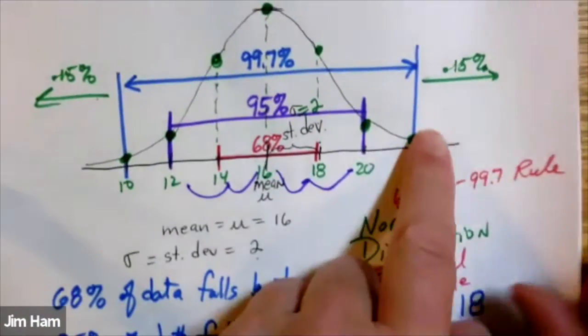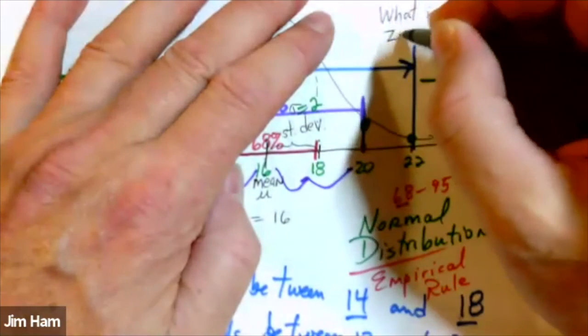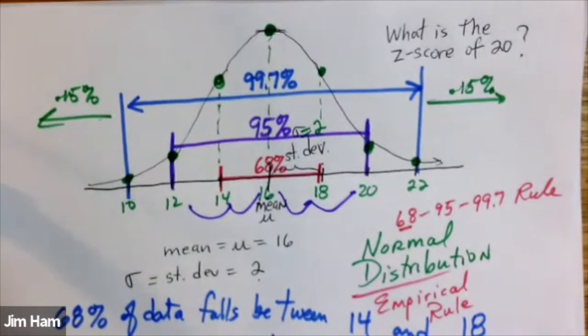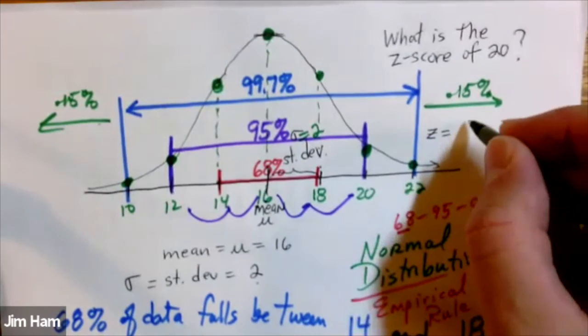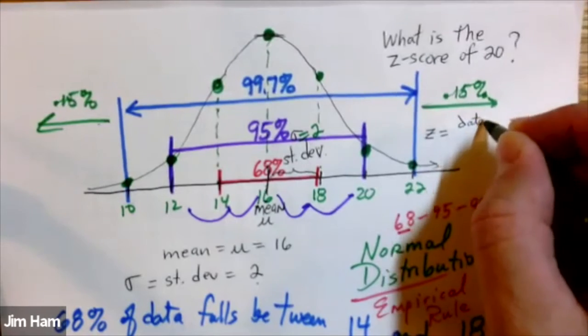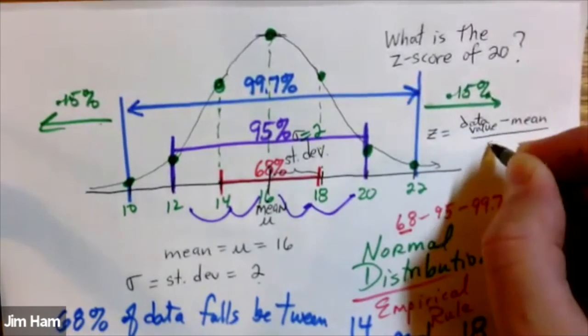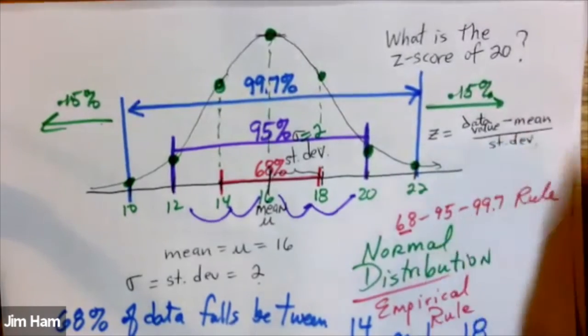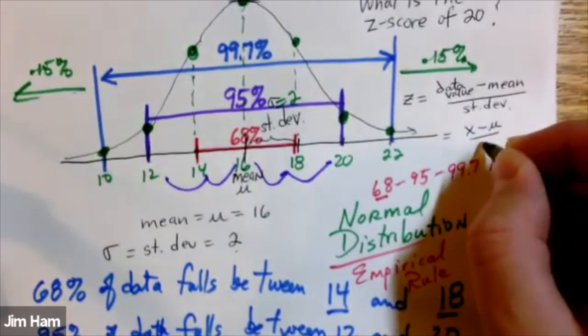Do you remember this example? So here's a z-score question. What is the z-score of 20? So imagine that there's a data value out there, 20. It's one of our data values, and we want to know what its z-score is. A z-score tells us about the position. So we're going to use our z-score formula. We're going to take the data value, which is 20 in this case, subtract the mean, and then divide by the standard deviation. The formula on the other page looked like this: x minus mu divided by sigma.